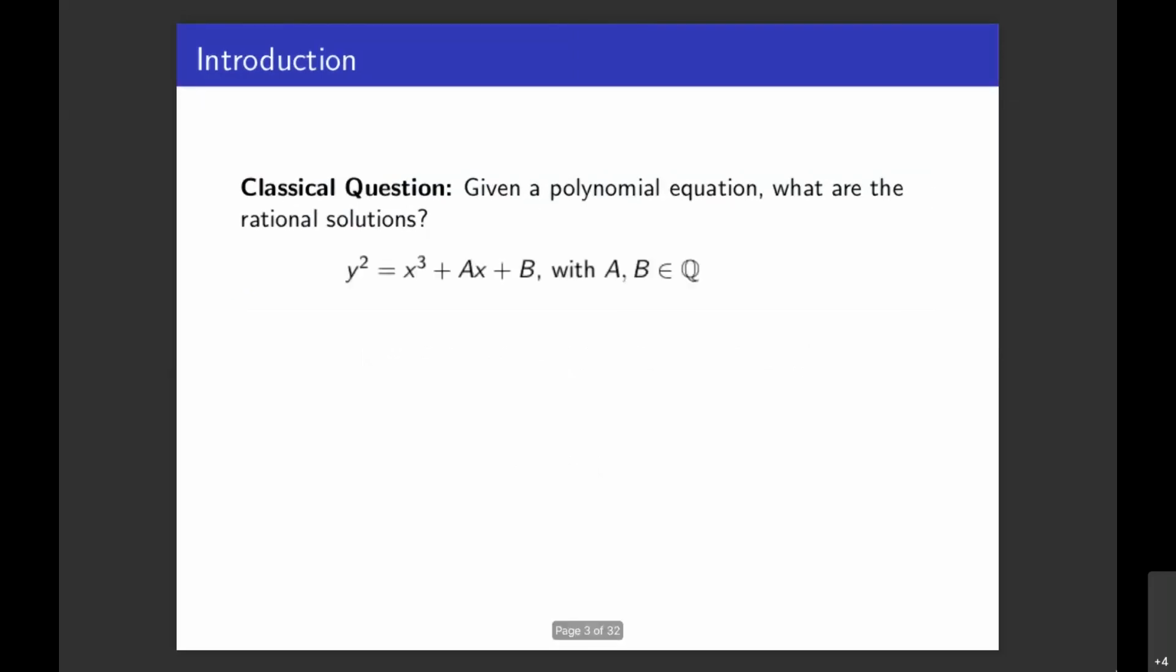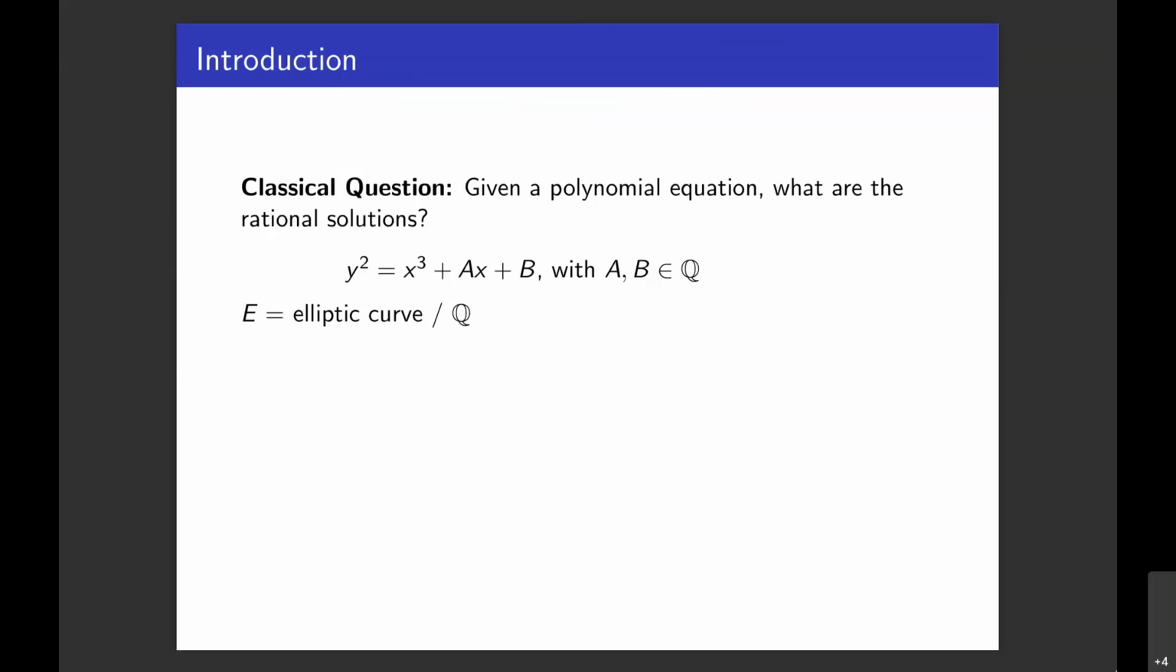For example, if we have the equation y squared equals x cubed plus ax plus b, where a and b are rational numbers, what are the rational solutions? Now this polynomial will represent an elliptic curve if negative 16 times the quantity 4a cubed plus 27b squared is non-zero. So that's what we're going to start with.